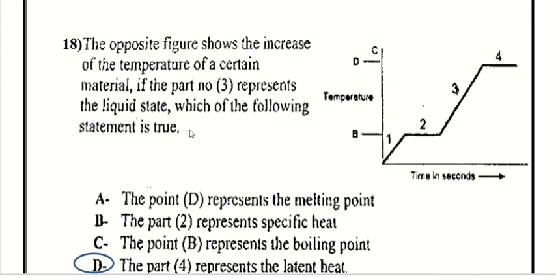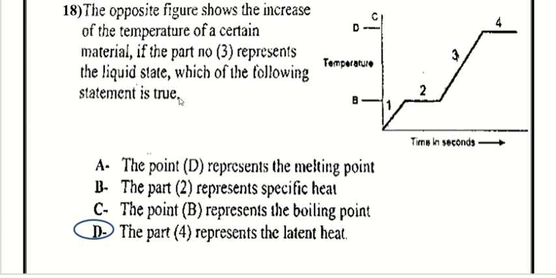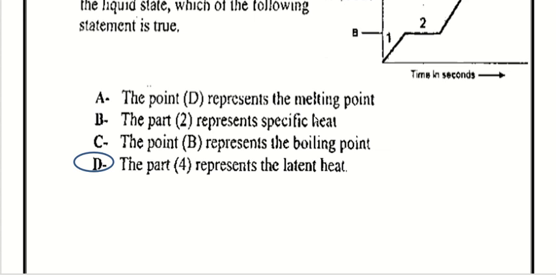The opposite figure shows the increase of the temperature of a certain material, where part number 3 represents the liquid state. Which of the following statements is true? This is the liquid state, so there is 4 and 2 representing latent heat. Here, specific heat is number 3, so the correct one will be 4. 4 is the latent heat which converts from a solid into a liquid state, and 4 from liquid into gaseous state.